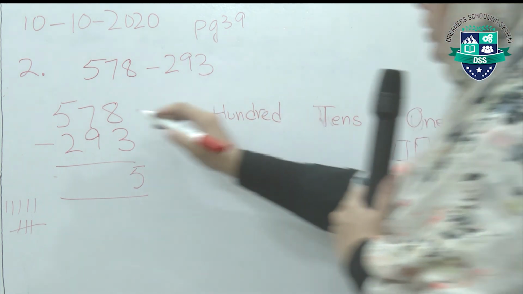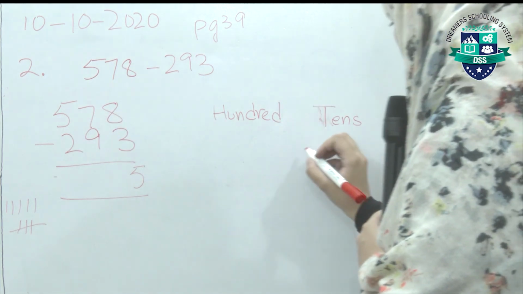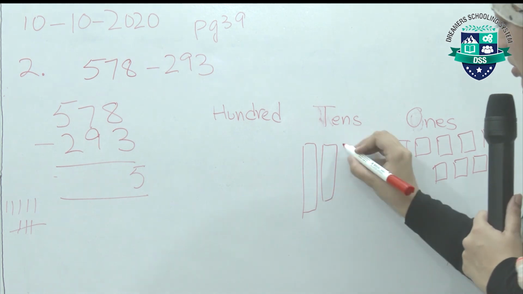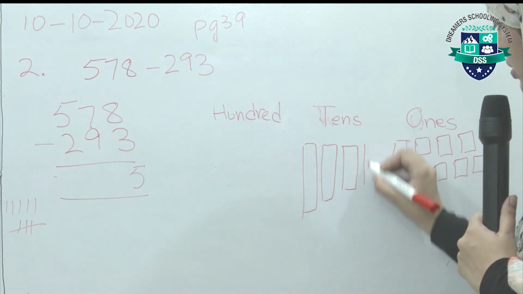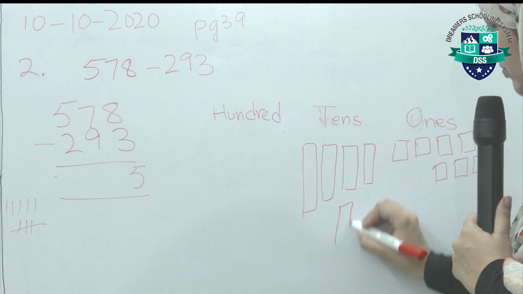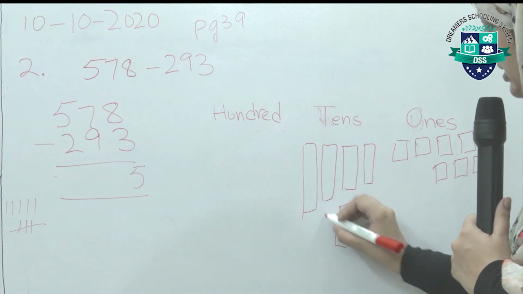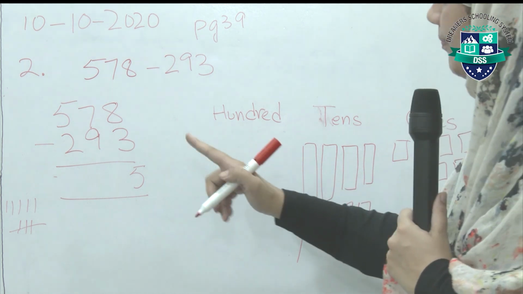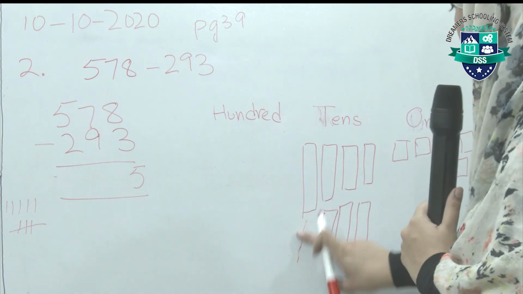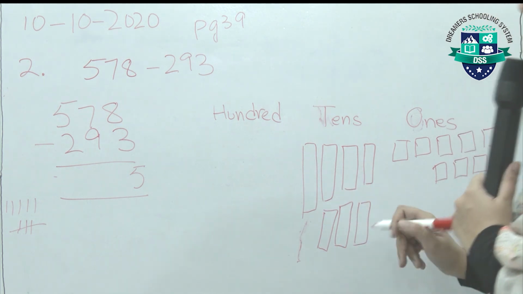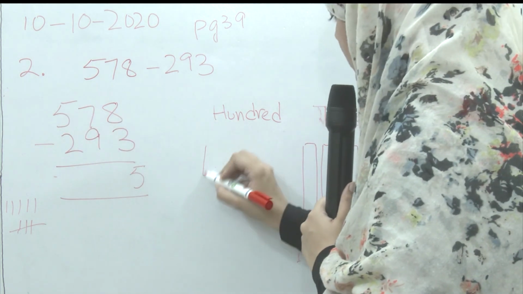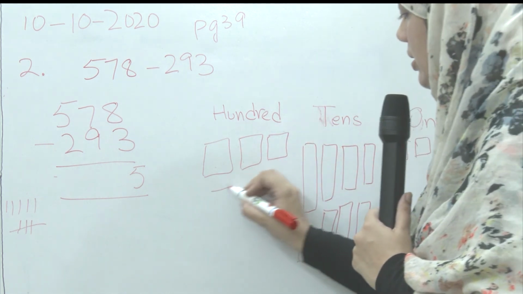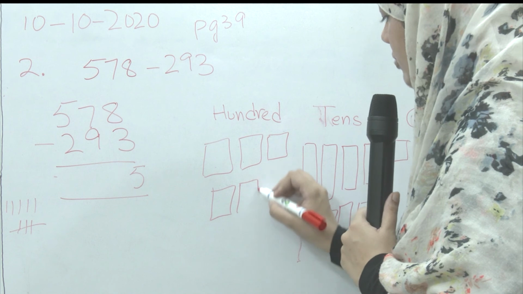Now we have a 7 here. 1, 2, 3, 4, 5, 6, 7, right? Now we have 500. 1, 2, 3, 4, and 5.